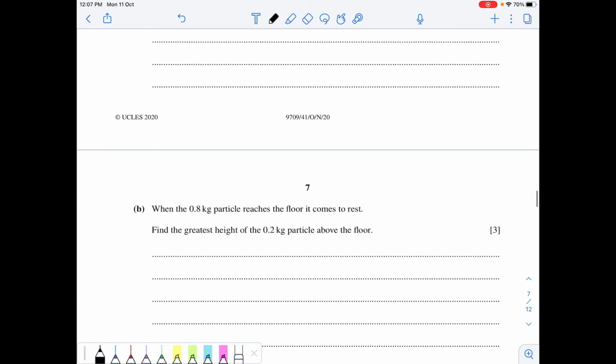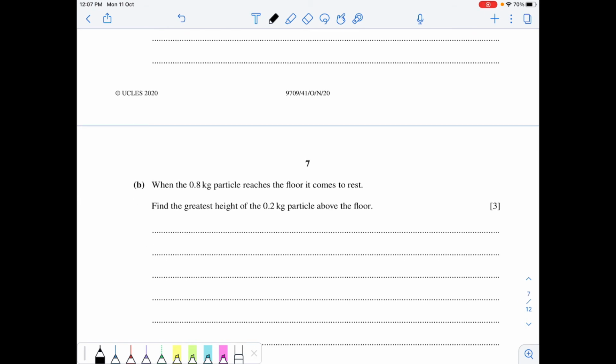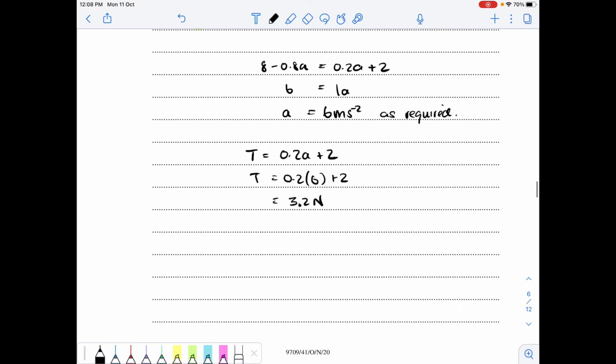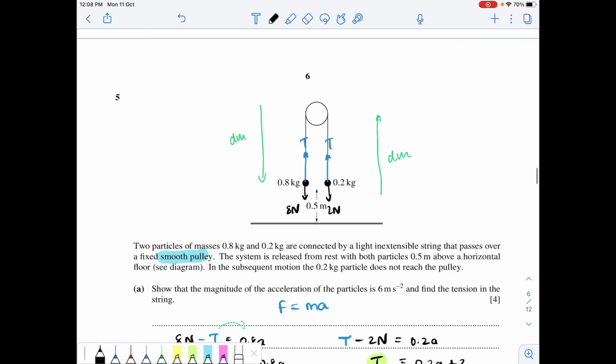Right, moving on to part B. When the 0.8 kilogram particle reaches the floor, it comes to rest. Find the greatest height of the 0.2 kilogram particle above the floor. So let's go back to our diagram and work out what they're trying to say.